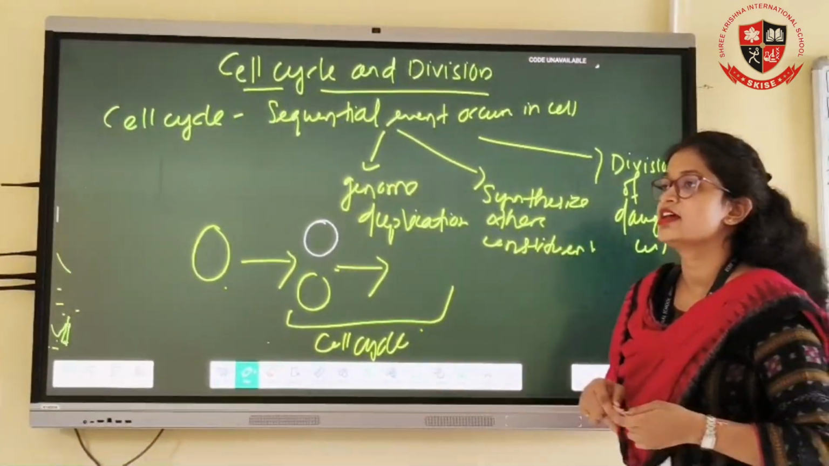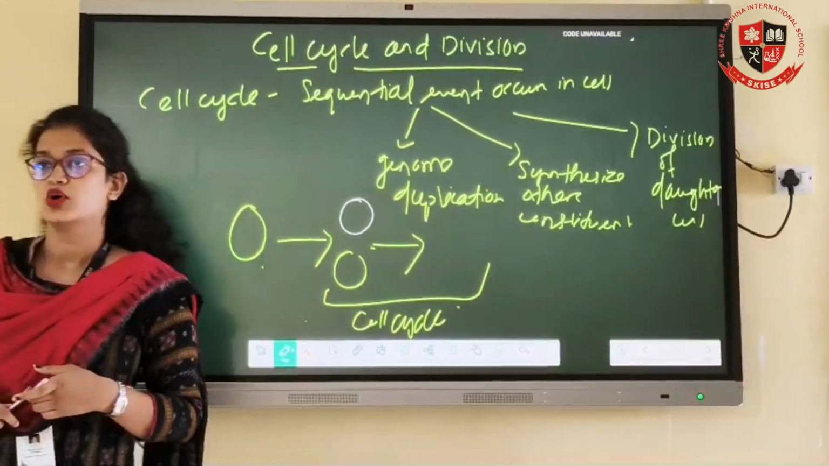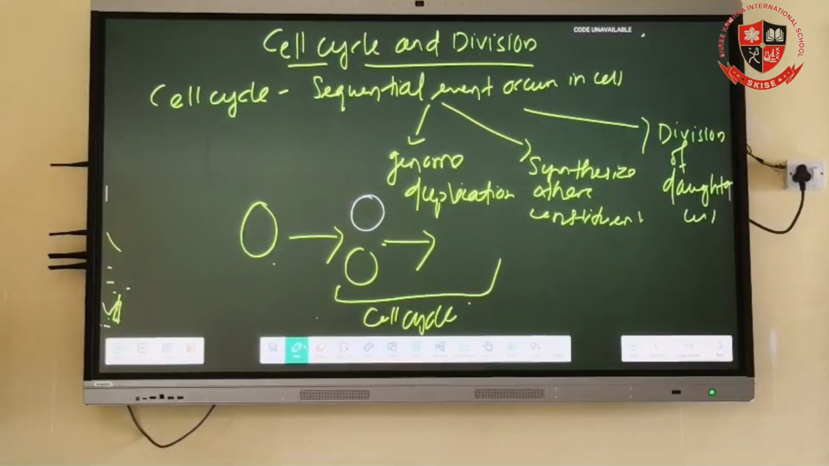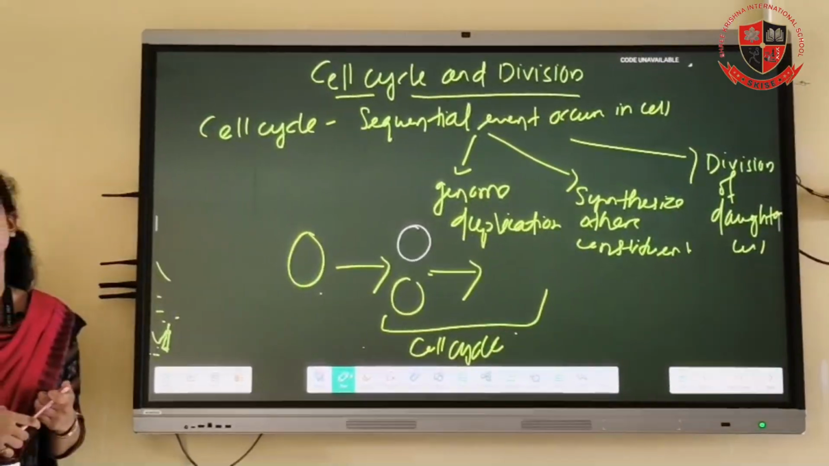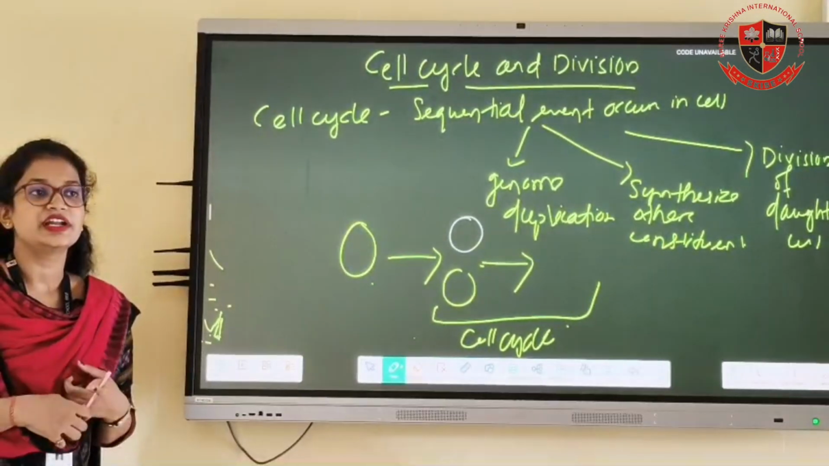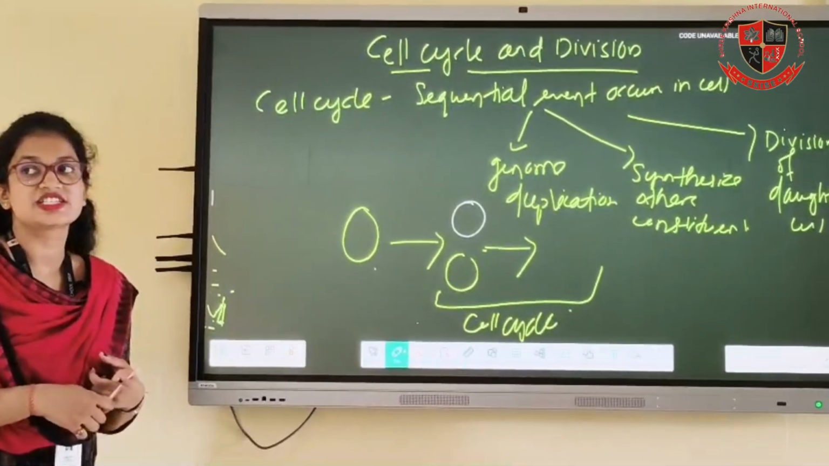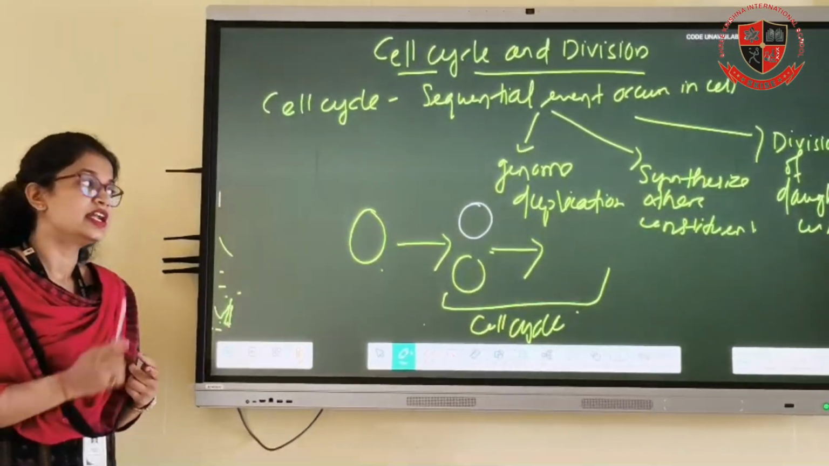In every organism, is the cell cycle and sequential event the same? No, because every organism varies in its cell cycle. For example, the human cell cycle, how much time? 24 hours or 1 day. But the yeast cell cycle is 90 days.